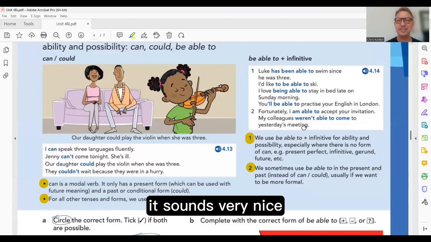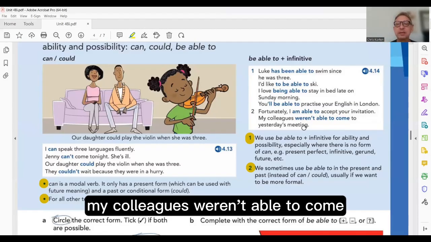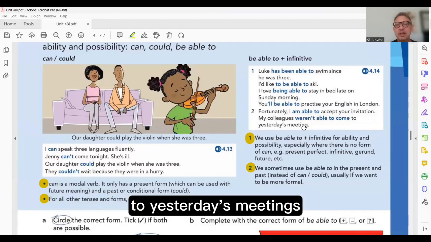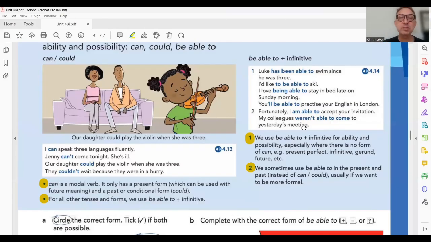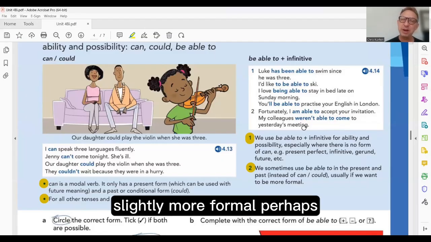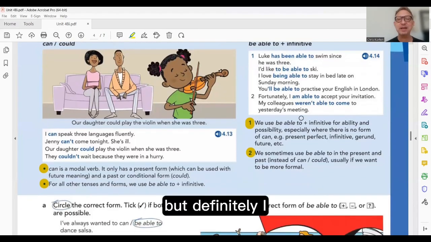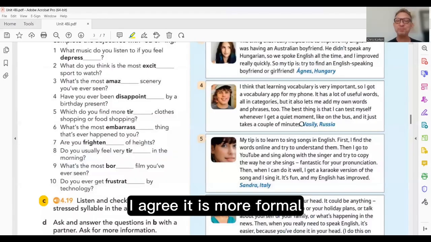It sounds very nice. Even though you're saying, no, my colleagues weren't able to come to yesterday's meetings, as opposed to my colleagues couldn't come. They mean the same. The book suggests weren't able to come is slightly more formal, perhaps, but definitely in the present form, I agree. It is more formal.